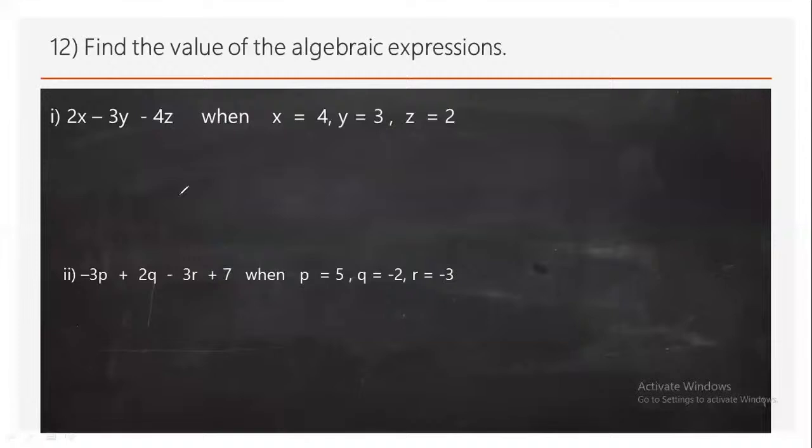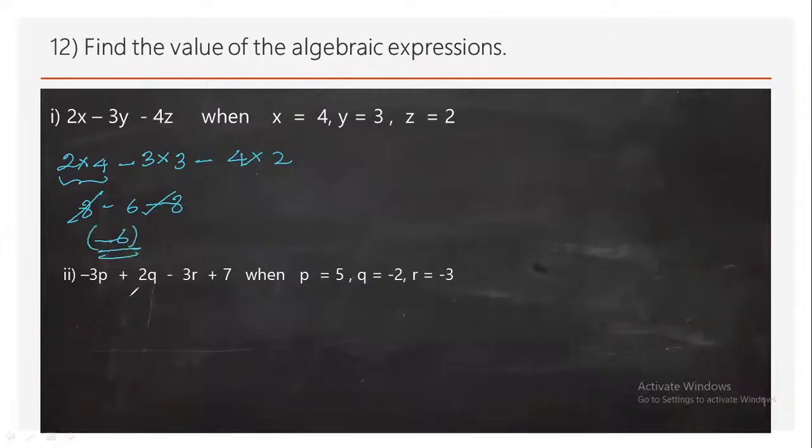Next question. Find the value of the algebraic expression 2x minus 3y minus 4z when x equals 4, y equals 3, z equals 2. 2 into 4 minus 3 into 3 minus 4 into z, which is 2 here. 2 times 4, 8, minus 6, minus 8. Cancel out plus 8 and minus 8. Answer is minus 6.